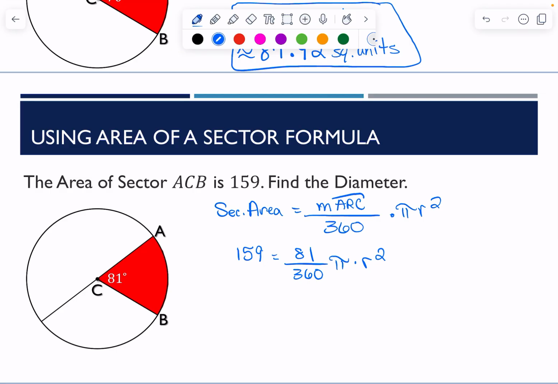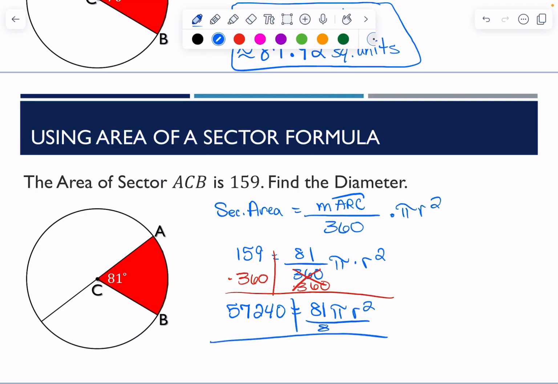You could simplify if you want. You don't have to. So we're just going to start in here. We're going to multiply both sides by 360. And when we do that, we get 159 times 360. And that's going to give us a value of 57,240. And that equals 81 pi r squared. My next step then is I want to divide by 81 pi.